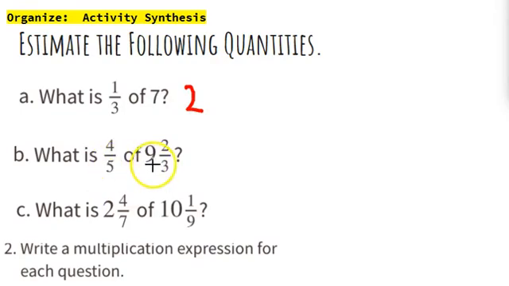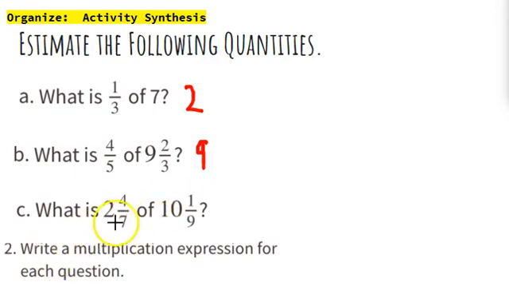What about here, 4/5 of 9 2/3? Yeah, if I multiply this, 9 2/3 times 4/5. 4/5 is pretty close to 1, a little less. This is pretty close to 9, but a little bit more. So my answer is probably going to be pretty close to 9, isn't it?